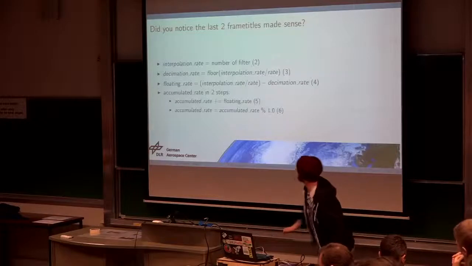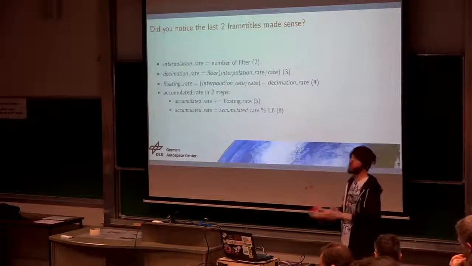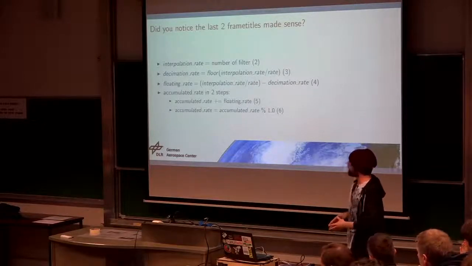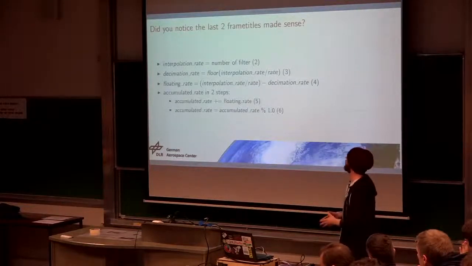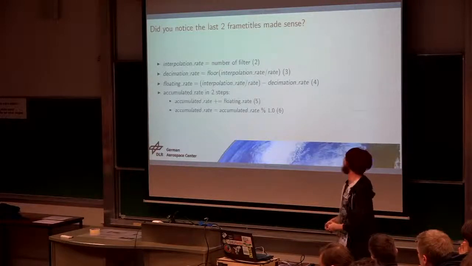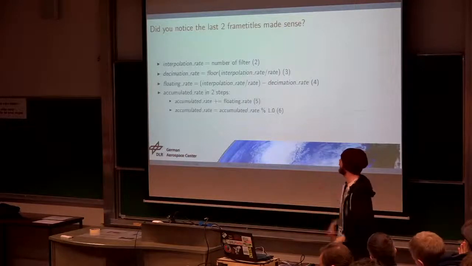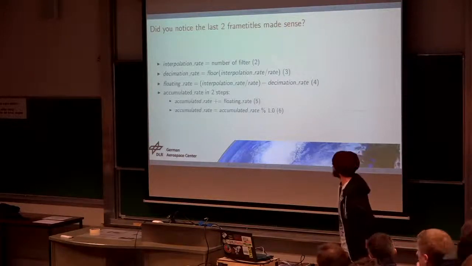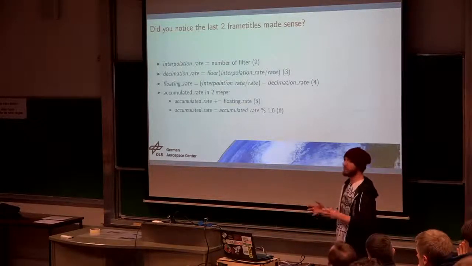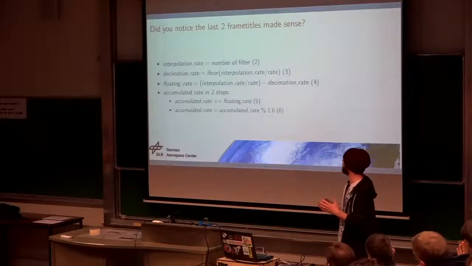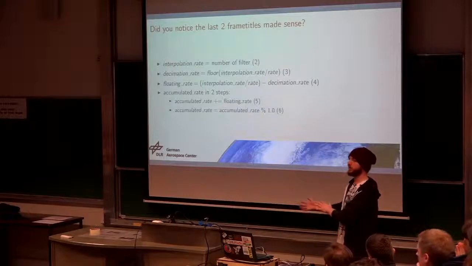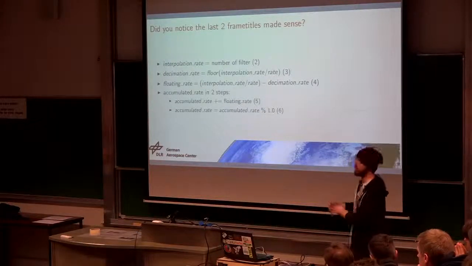So how are these calculated? The interpolation rate is just the number of filters you have in your bank. It's pretty easy. The decimation rate you calculate by taking your interpolation rate, dividing it by the rate you want to use, and then taking the floor because you need an integer. The floating rate is the difference between your real decimation rate that you would need and your integer decimation rate that you can achieve.